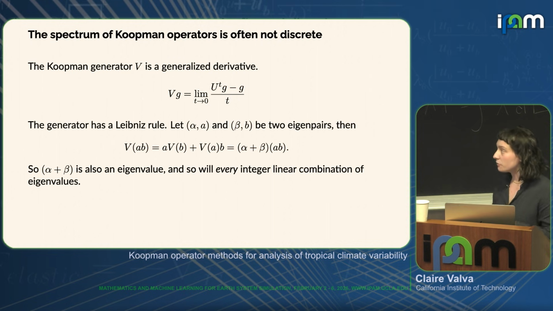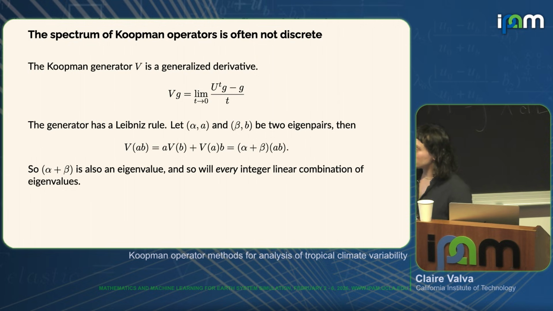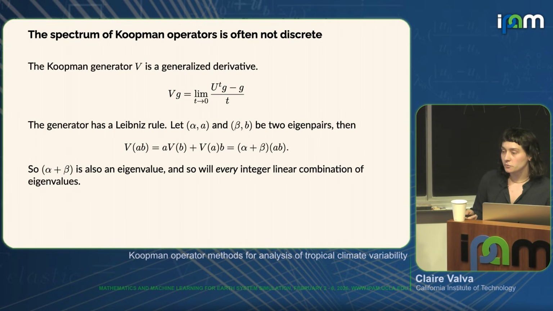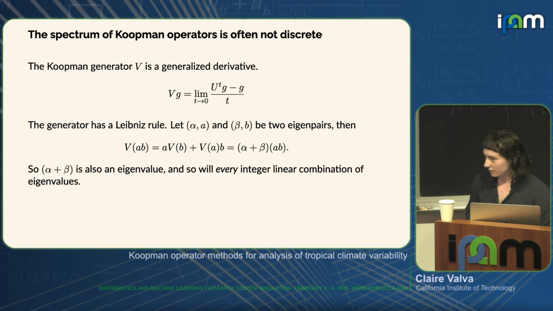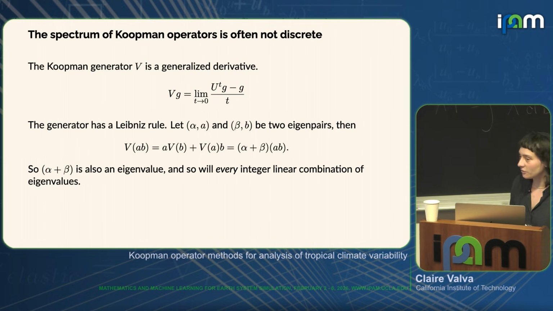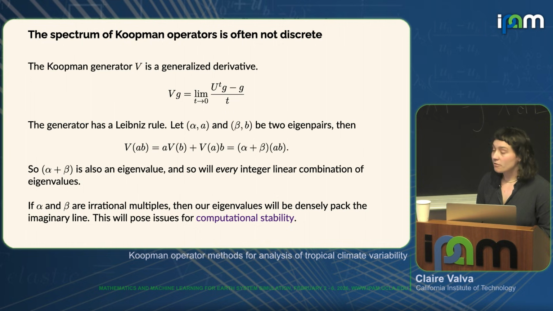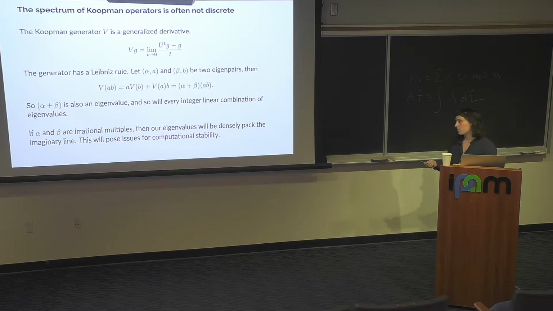And so what that means is if we have two eigenpairs, alpha and A, and beta and B, V applied to A times B is going to be alpha plus beta times A times B. So now we've generated a new eigenvalue, alpha plus beta, from our chain rule. And we can do this for every single integer linear combination of eigenvalues. So if we have one non-trivial eigenvalue, the operator is unbounded. More annoyingly, perhaps, if we have irrational multiples as eigenvalues, our eigenvalues are going to be dense in the imaginary line. They're going to be arbitrarily close together. And so this will pose some issues for computational stability unless you do some sort of preconditioning to deal with this.